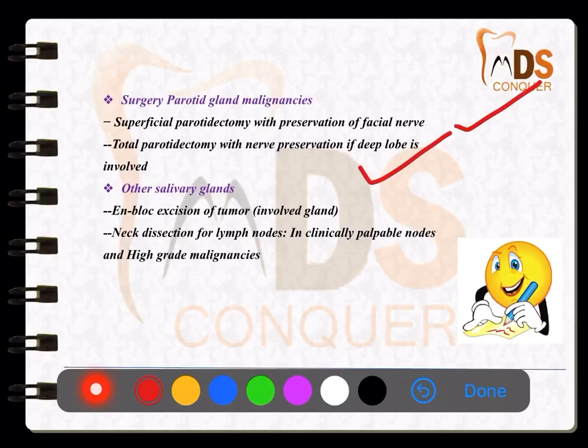While preserving the nerve main trunk, it can even be done. If the deep lobe is involved, then the entire superficial and deep lobe has to be removed with nerve preservation, whereas superficial parotidectomy is the preservation of the facial nerve where only the superficial lobe is removed. Then for other salivary glands, en bloc excision of the tumor involving the gland, and neck dissection of the lymph nodes if they are clinically palpable nodes and in high grade malignancies.